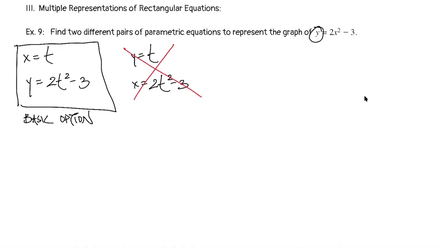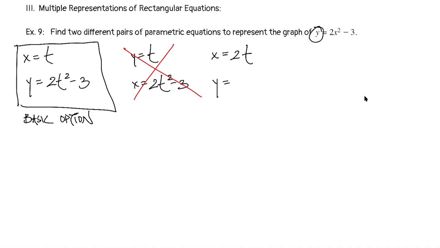Okay, so this one, let's give it a big red X through it because that's not an option. But here's what might be another option if you want to be a little bit fancier. You could say x equals 2t. You could put a constant in front of that.